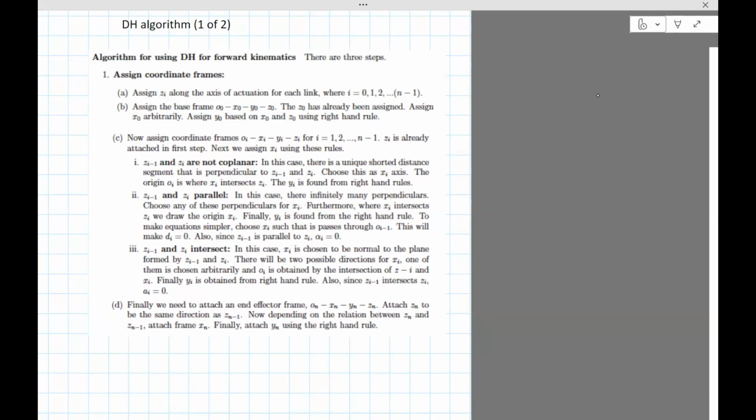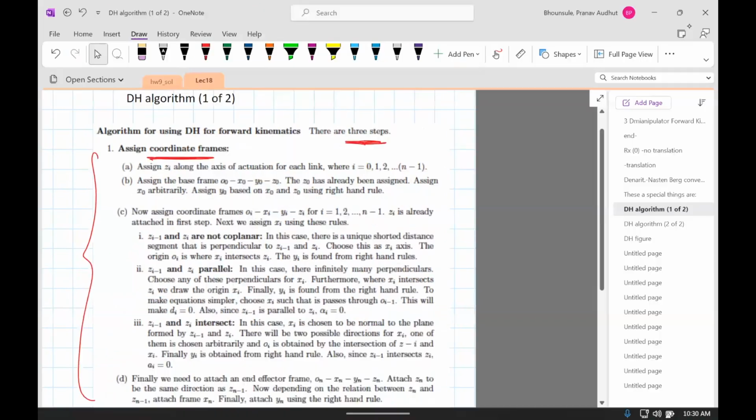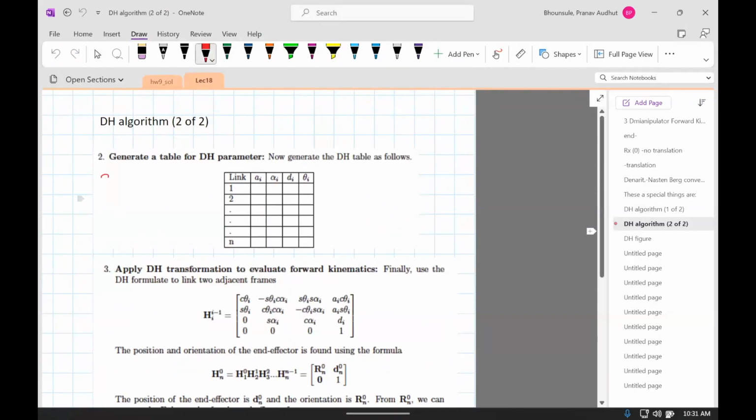So there are three steps in DH. First, we assign coordinate frames, those axes which we just randomly draw. There's a special way to do it, and that's actually the most tedious step. Once you do the assignment of coordinate axes, you go to the next step: you generate the DH table. It's a table which goes link by link, with parameters a i, alpha i, d i, theta i. That's the second step, probably the second hardest step.